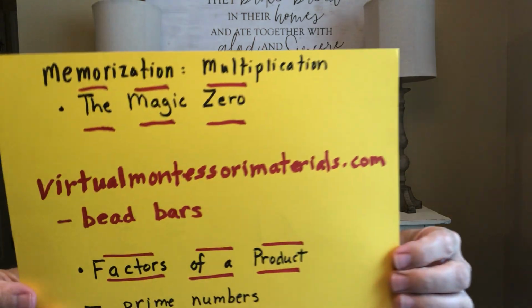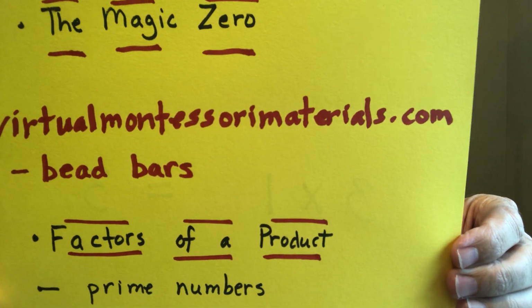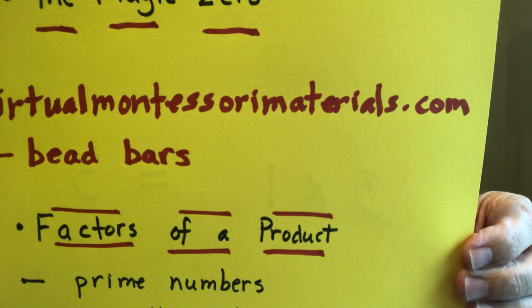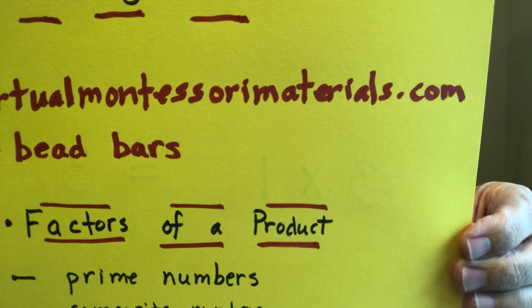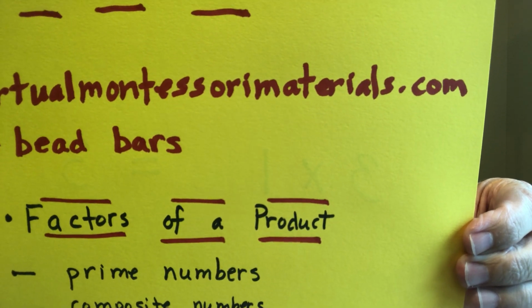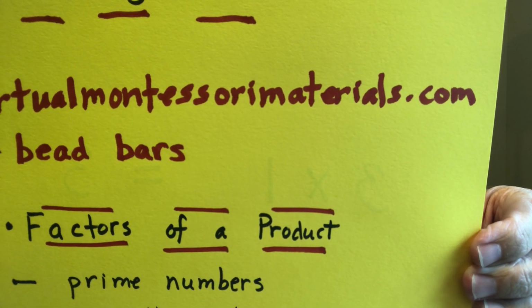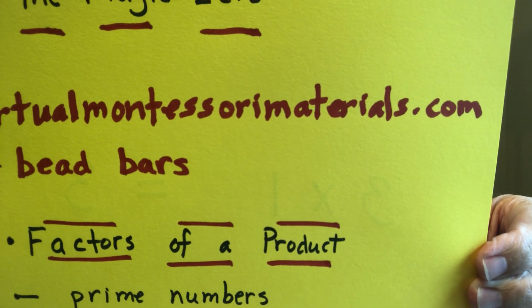Today we are going to have a lesson on the advanced games for the memorization of multiplication. If you're working from home, you're going to go to virtualmontessorimaterials.com, and once you're at that website, you'll see a lot of boxes with different Montessori materials in them. And you're going to choose the picture box that says bead bars.